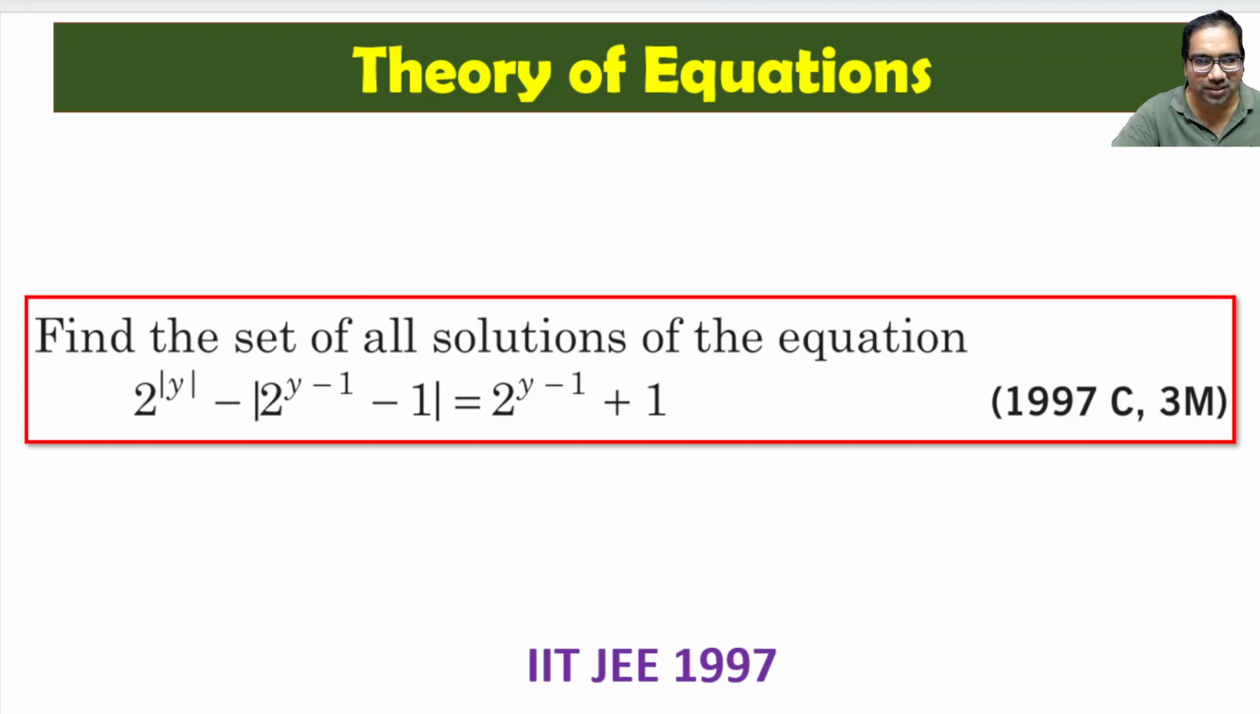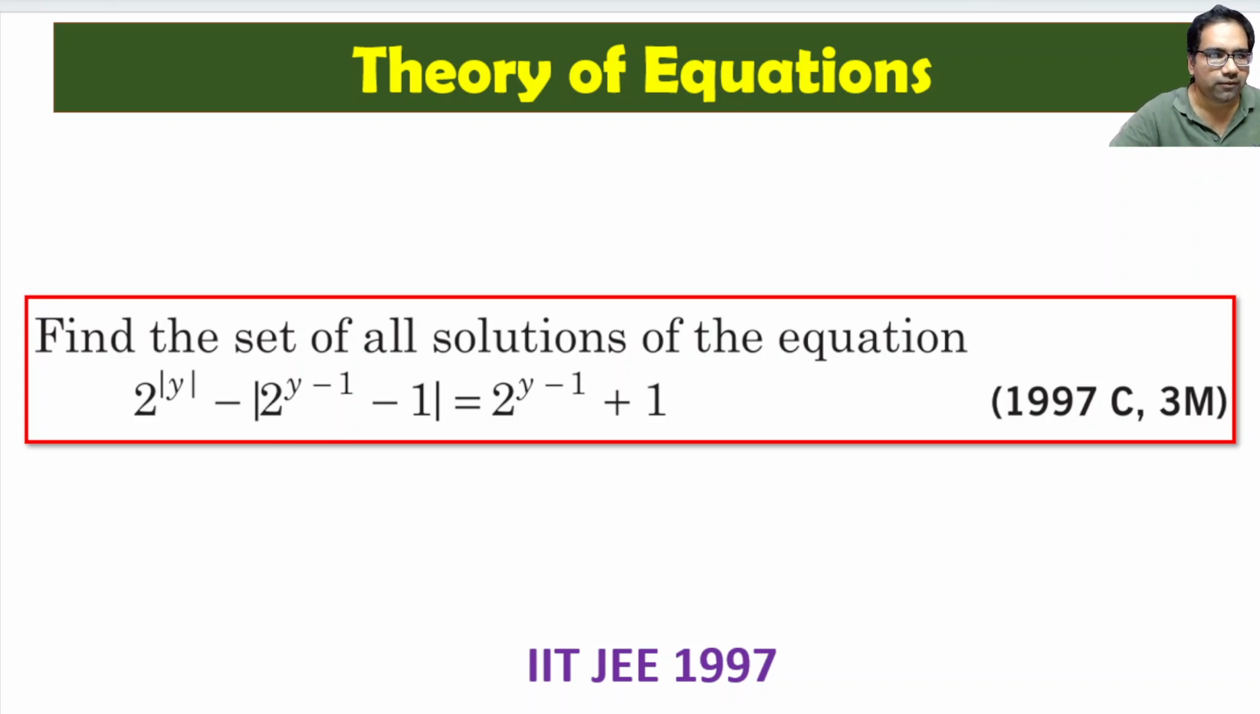Hey friends, here is a nice equation that we have to solve. Here we have two absolute functions: 2 power absolute y minus absolute of 2 power y minus 1 minus 1 equals 2 power y minus 1 plus 1. When we have absolute functions, we need to see when the term within the absolute function changes from positive to negative. Then we can break this function into different equations.